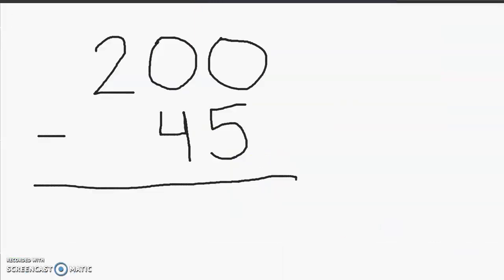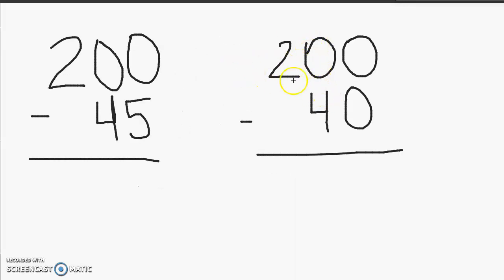Now, a third grader would start by looking at the problem, 200 minus 45. They will then try to adjust the number to something simpler to be subtracted from 200. The way they could adjust it would be 200 minus 40, 40 being easier to subtract from 200 than 45.